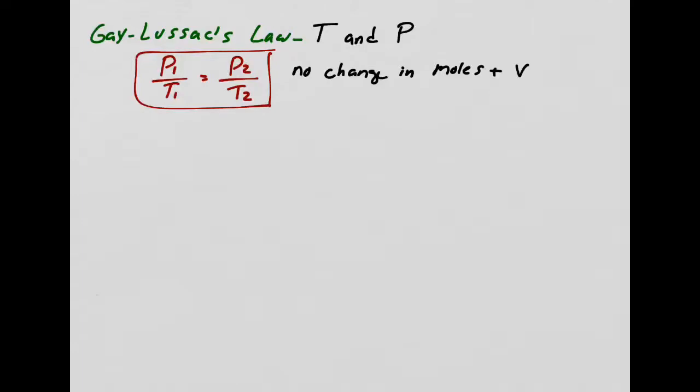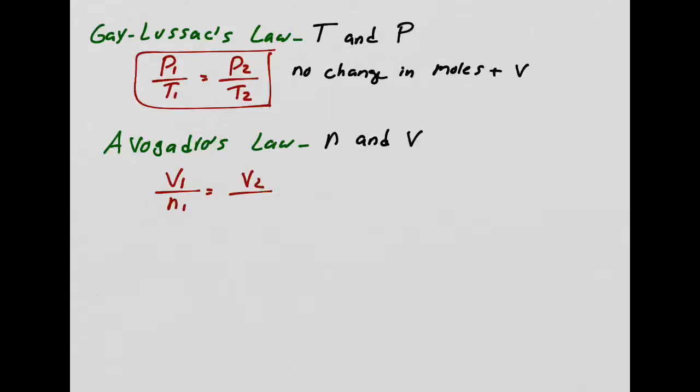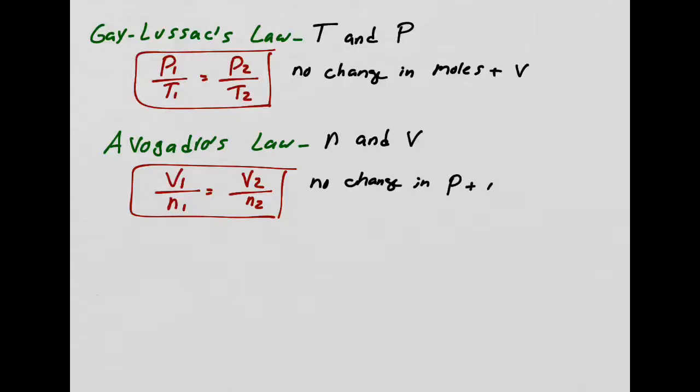All right, last guy. You know this guy really well. You ready? Avogadro's law. Okay, if you had to guess, what kind of relationship do you think he came up with? Relationship between moles and volume. Of course, he's our mole guy. So the relationship that Avogadro came up with is V1 over N1 equals V2 over N2. And this is assuming that there is no change in pressure and temperature.